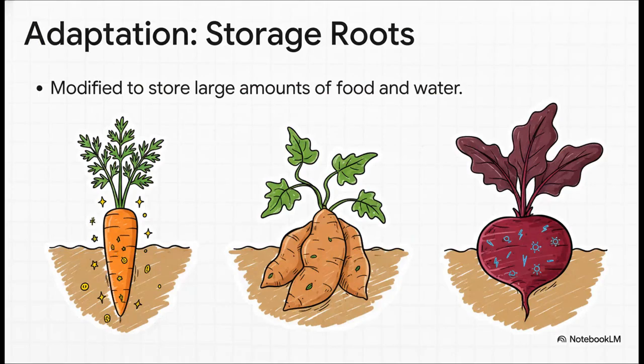A perfect illustration of root adaptation is something many of us eat all the time: storage roots. Things like carrots, sweet potatoes, and beets, they're all just highly specialized roots. They've been modified to act like underground storage tanks for food and water. This is a brilliant survival strategy because it lets the plant save up energy for when conditions aren't so good.